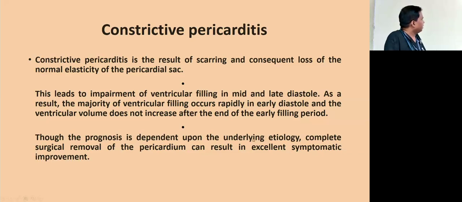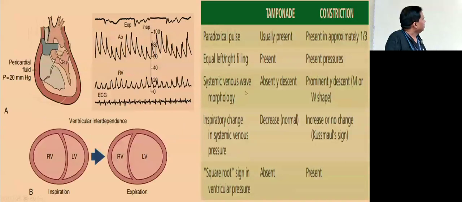So though the prognosis depends upon the underlying etiology, complete surgical removal of the pericardium is the final treatment for constrictive pericarditis, and that can sometimes result in excellent symptomatic improvement. Now there are some differences between constriction and cardiac tamponade.